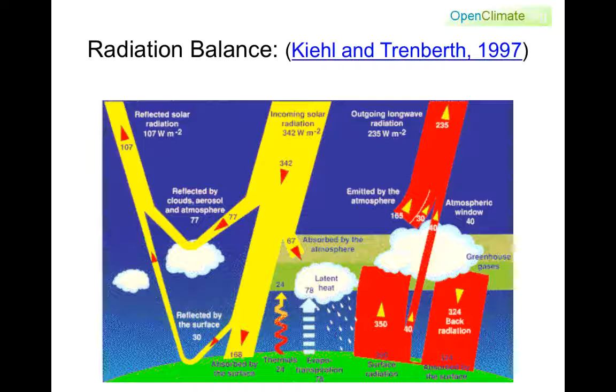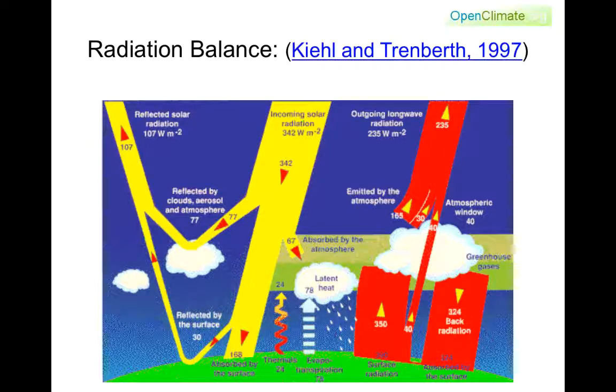We will look at this figure and another updated version of this figure. This is a figure of the radiation balance. It comes from a paper in 1997 by Jeff Keel and Kevin Trenberth. And the basic idea of the figure is that energy comes in from the sun, and that energy can go several places, which we will look at in far more detail. And then the energy goes out over here as long wave radiation.